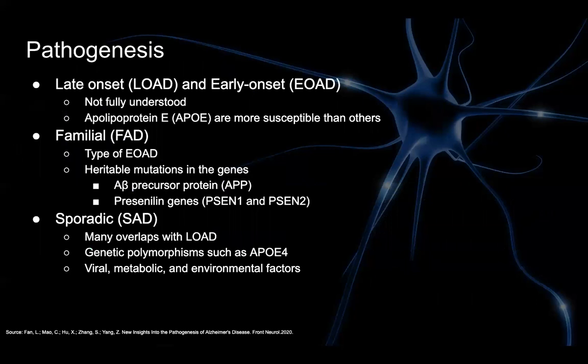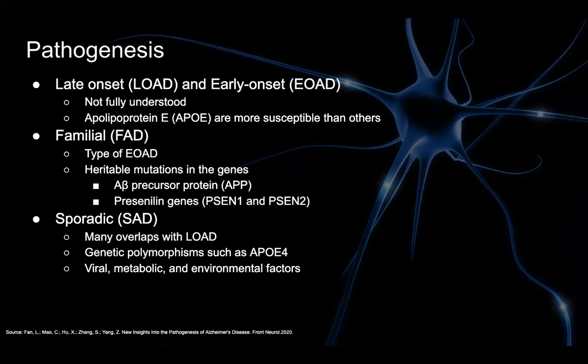So Alzheimer's can roughly be categorized into 4 categories based on the cause of the disease, although there's significant overlap in these. There's late onset Alzheimer's, abbreviated as LOAD, early onset, familial, and sporadic.